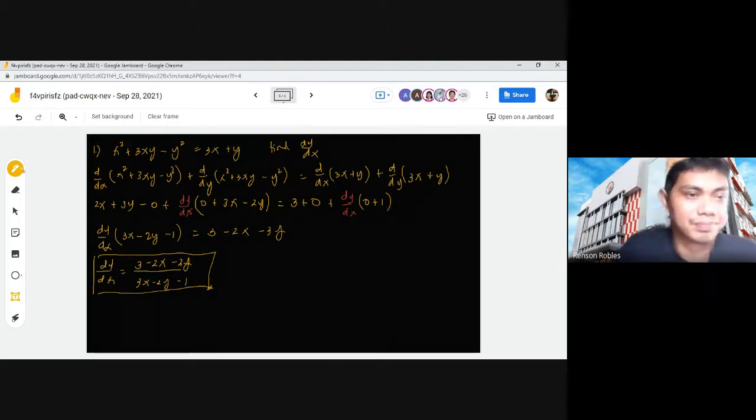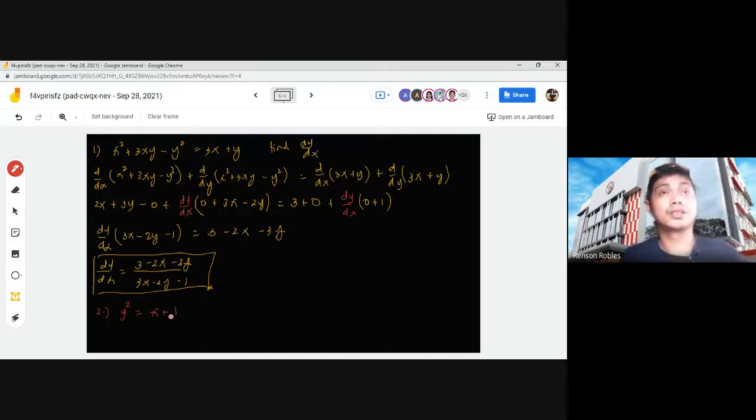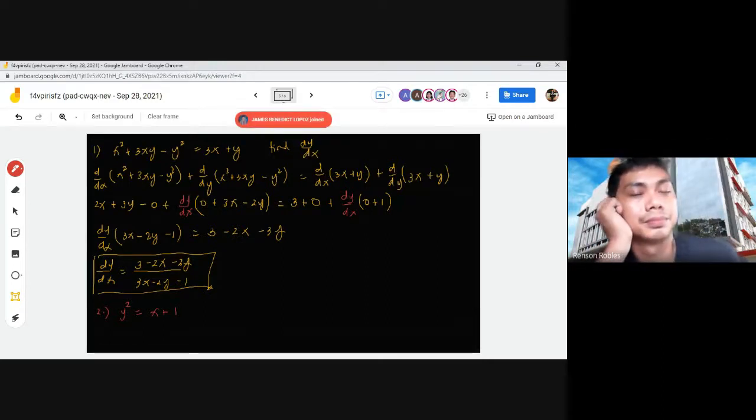Okay? Number 2. y squared equals x plus 1. Is this implicit or explicit? y squared is isolated from x plus 1. What do you think? Explicit or implicit?